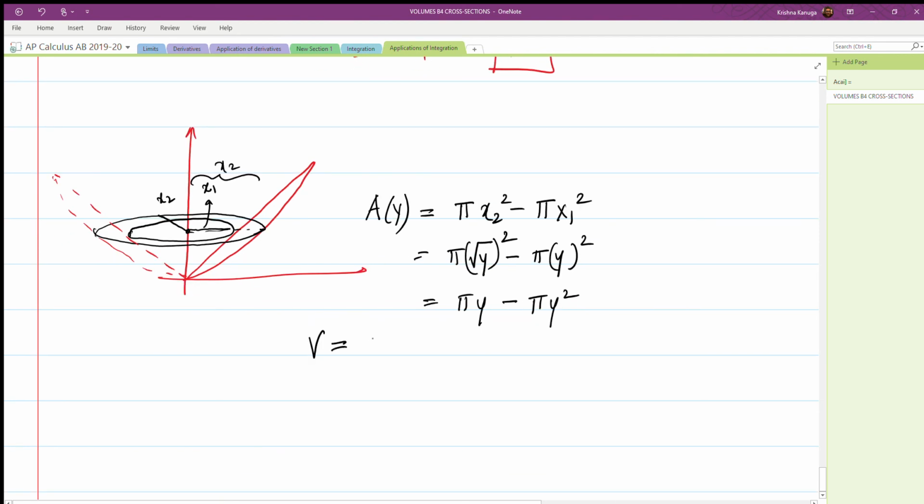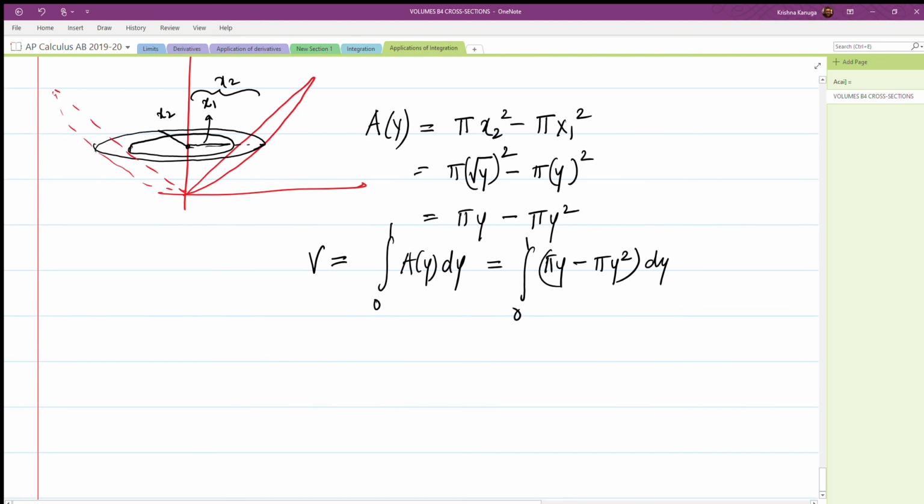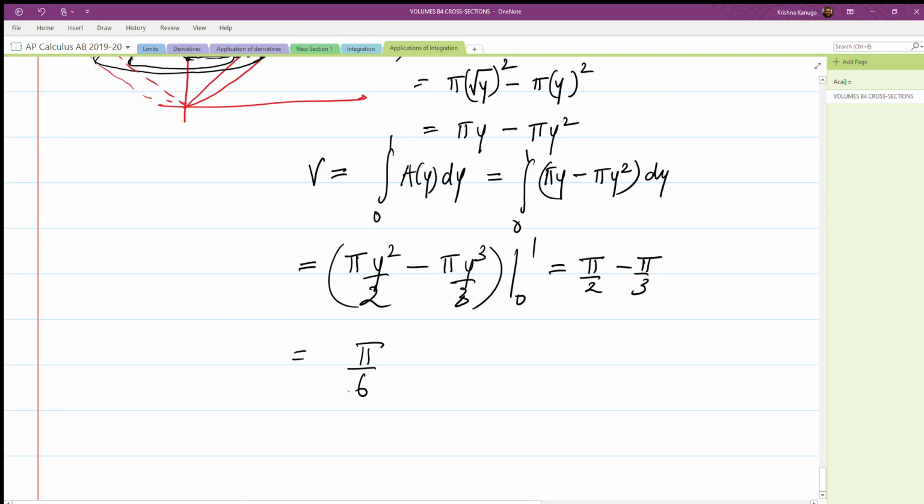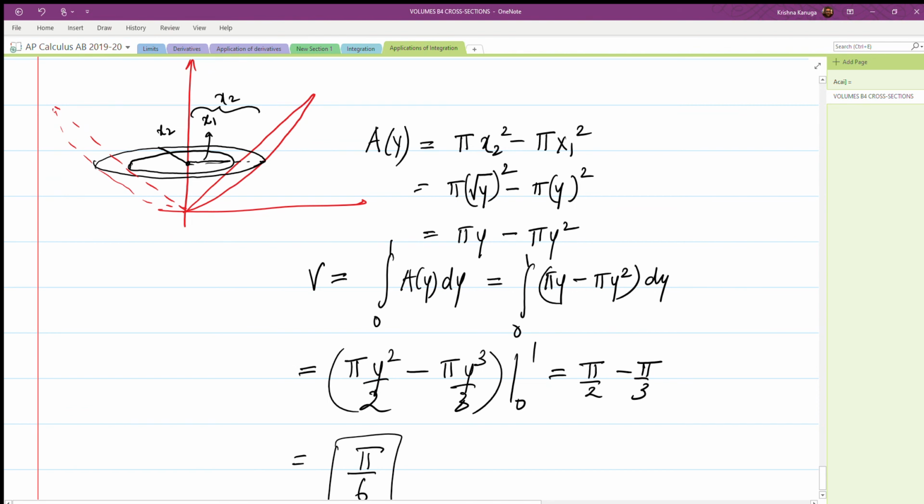We can find the volume. The volume is going to be equal to the integral from 0 to 1 of the area of the cross section multiplied by dy. This becomes the integral from 0 to 1 of pi y minus pi times y squared dy, which becomes pi y squared over 2 minus pi y cubed divided by 3, from 0 to 1, which is equal to pi over 2 minus pi divided by 3, which becomes pi over 6. So this is the volume of the solid of revolution about the y-axis.